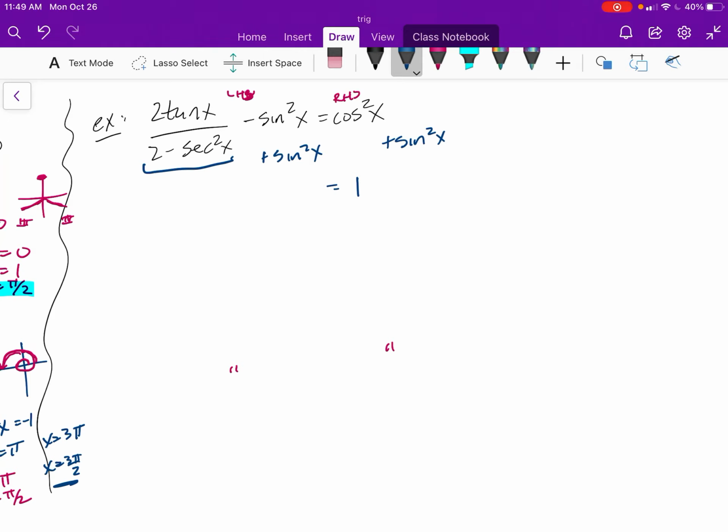I still think it's often best if you have tangents and secants and sines and cosines, like just try to change them all to sines and cosines, see what happens. Usually that's a great technique. So I'm going to go ahead and do that. Even though we have an equation, there might be an identity in here. I don't know. But I'm going to go ahead and stick with that. So tangent is sine over cosine. 2 minus secant is what? 1 over cosine, so 1 over cosine squared.